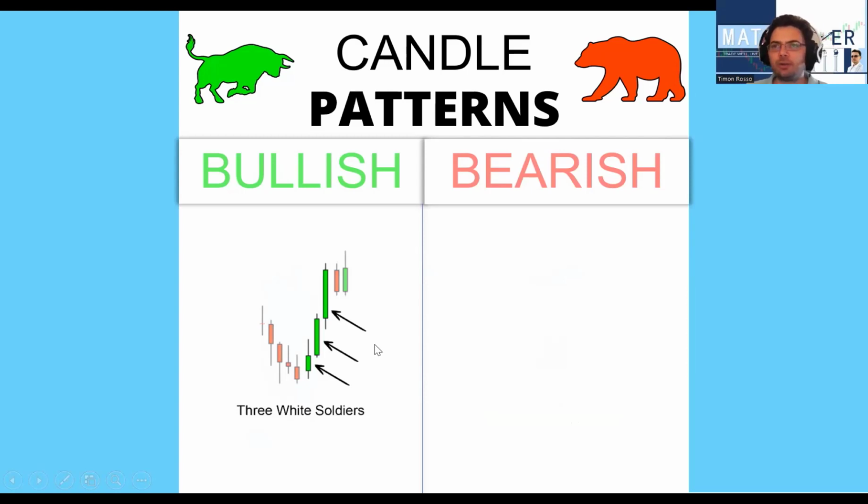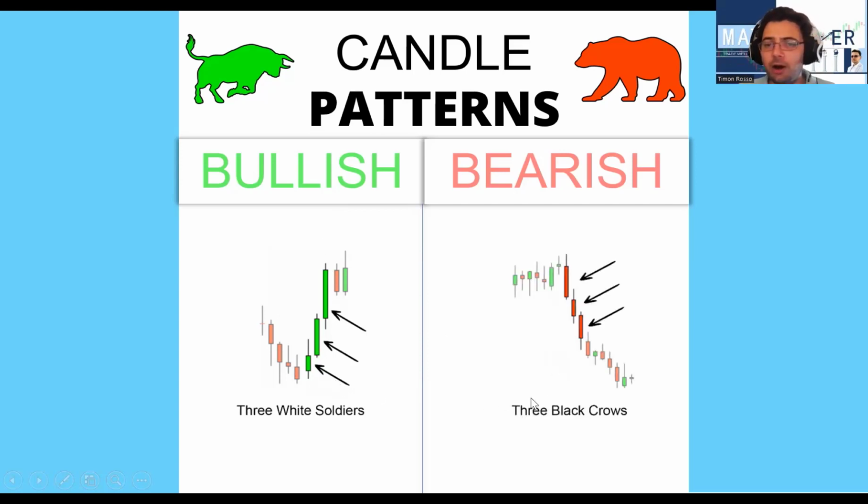Then you have the three white soldiers. Now, this is my favorite candlestick pattern formation. Watch out for them. They are coming. The three white soldiers show you three consecutive grand up candles next to each other with great momentum to show that there is upside to come. These are excellent candles to identify reversal in a trend.